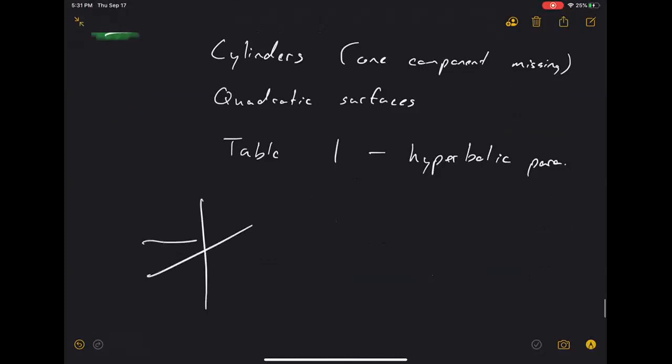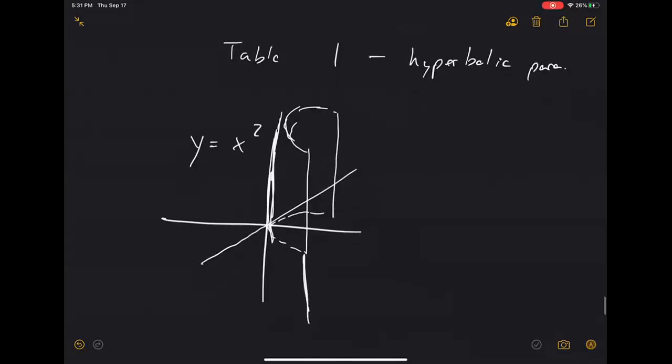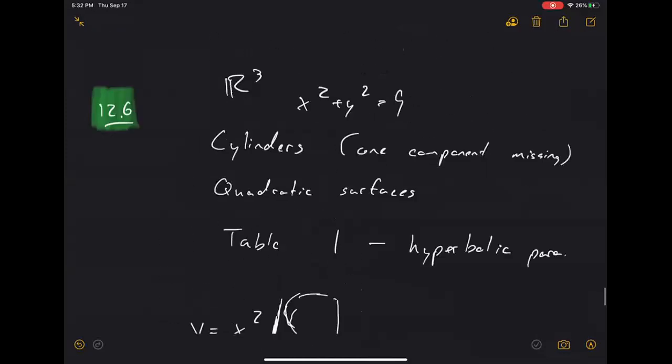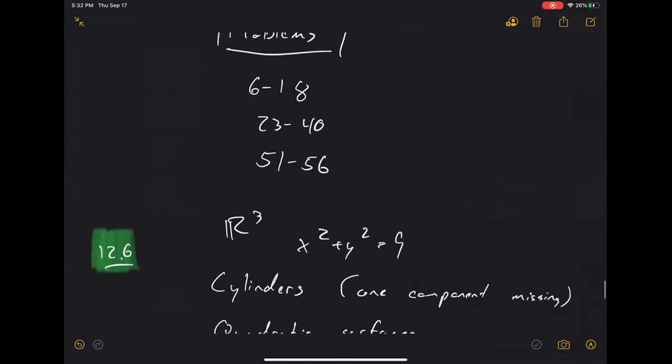Remember, we have this general definition for a cylinder. So if I had y equals x squared in R3, that would look like this. Something like that, that goes up and down forever. So you should be able to draw cylinders. Cylinders are just about figuring out which direction the two-dimensional shape should go, right?